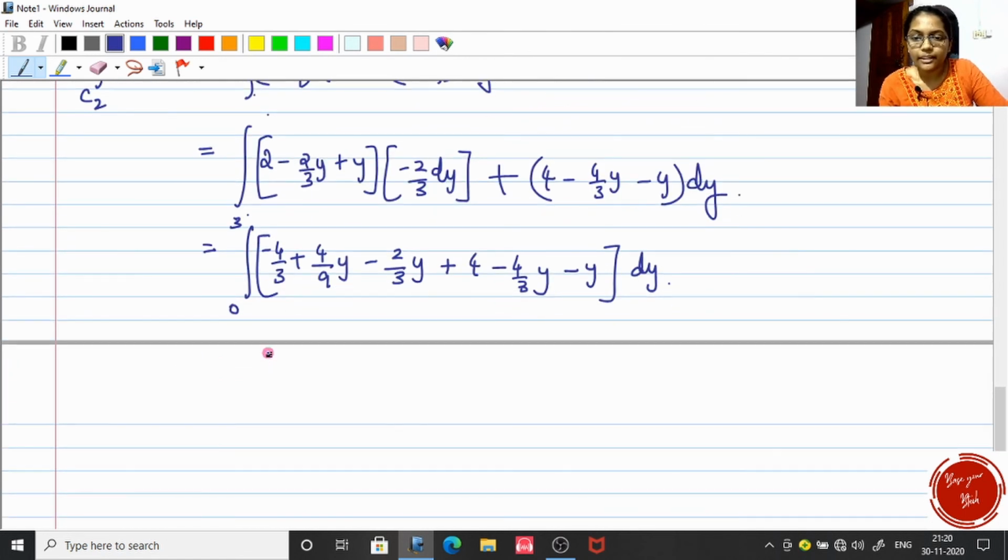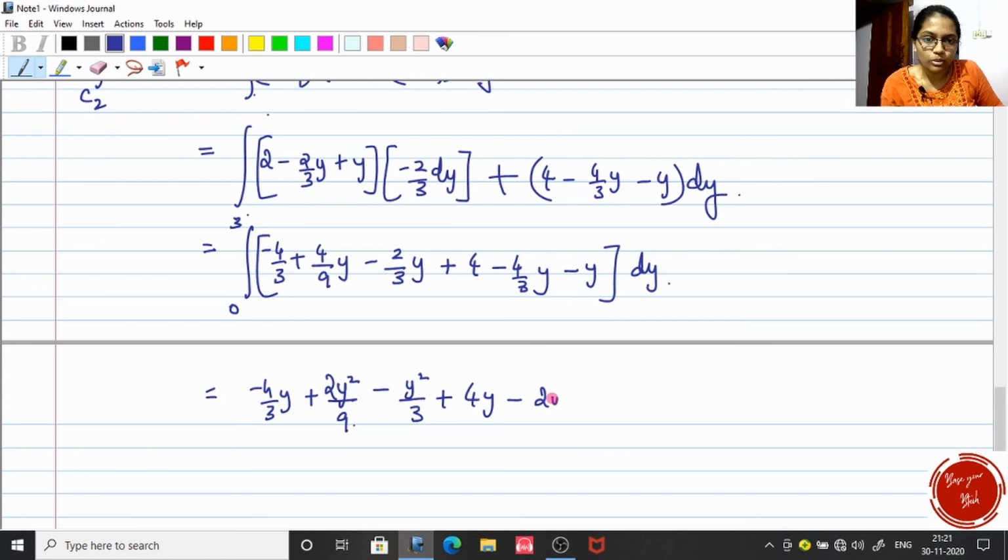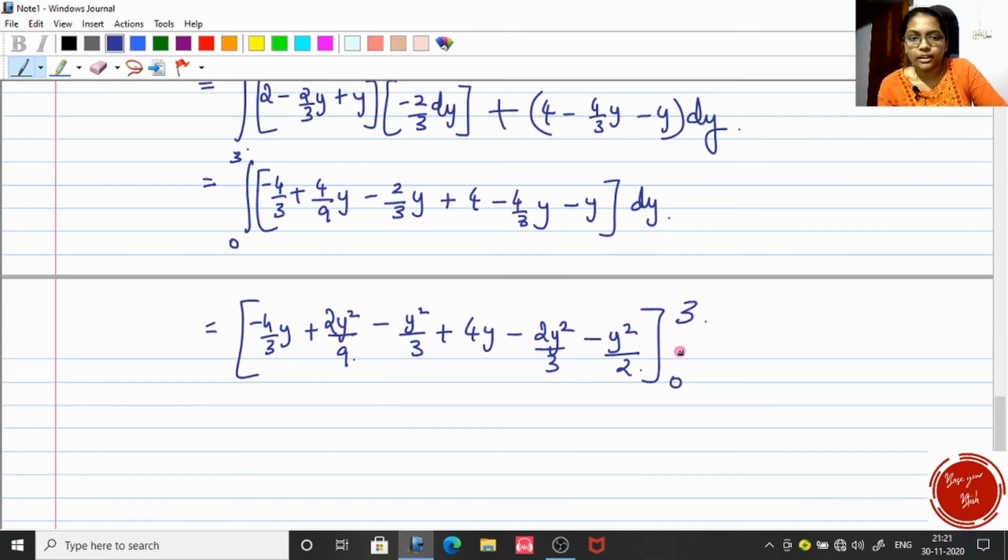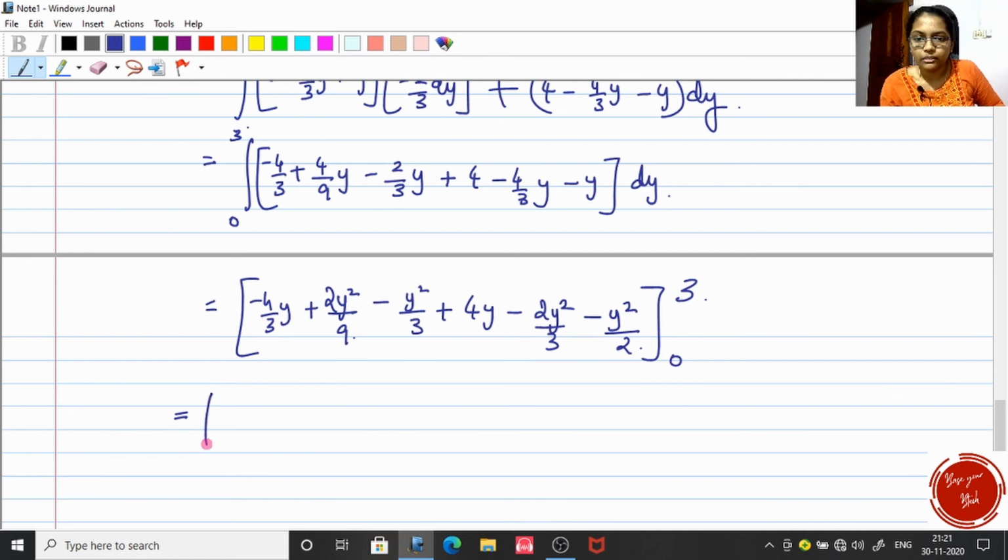Now let's integrate. It is negative 4 by 3 y plus 4 by 9 into y square by 2, that is 2y square by 9, minus 2 by 3 into y square by 2, that is y square by 3, plus 4y minus 4 by 3 y square by 2, isn't it? So it is minus 2y square by 3 minus y square by 2 taken for the limit 0 to 3. So there is only the upper limit to evaluate because the lower limit will be 0. Every term contains y, so the lower limit is 0.